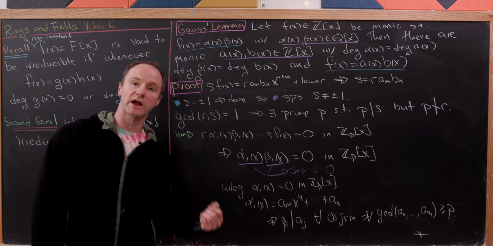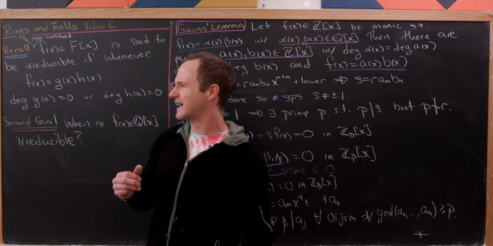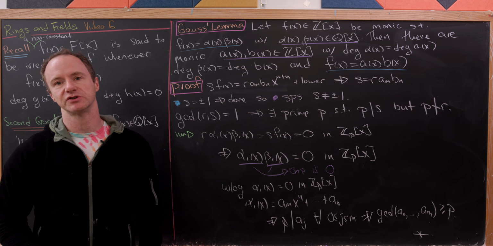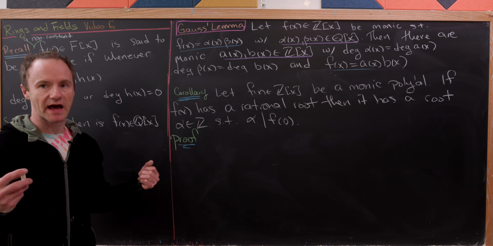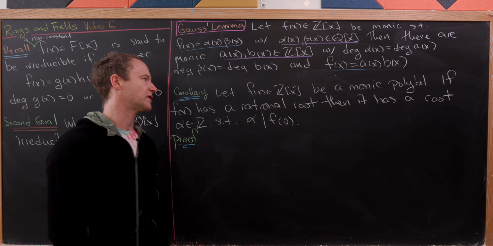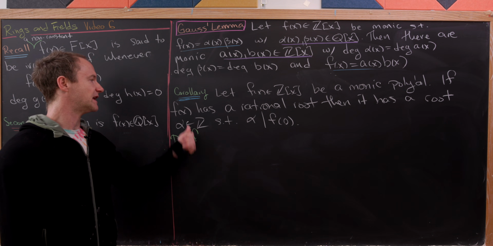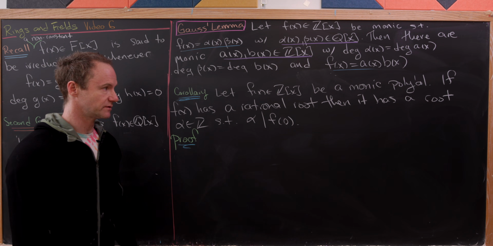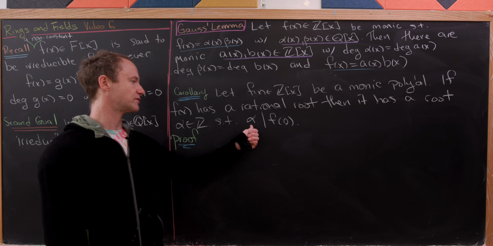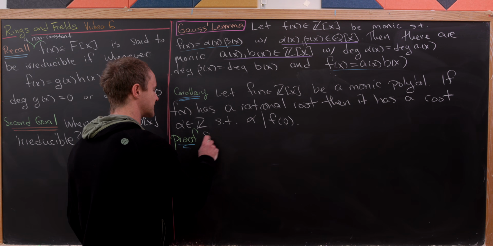So now let's look at a quick corollary of that before we present a really classic test for when something is irreducible in Q adjoin x. Okay, so let's look at our corollary to Gauss's lemma. Let's suppose we've got a monic polynomial f(x) in Z adjoin x, so it has integer coefficients. Then if f(x) has a rational root, then it has an integer root. And furthermore, that integer root divides the constant term of our polynomial.